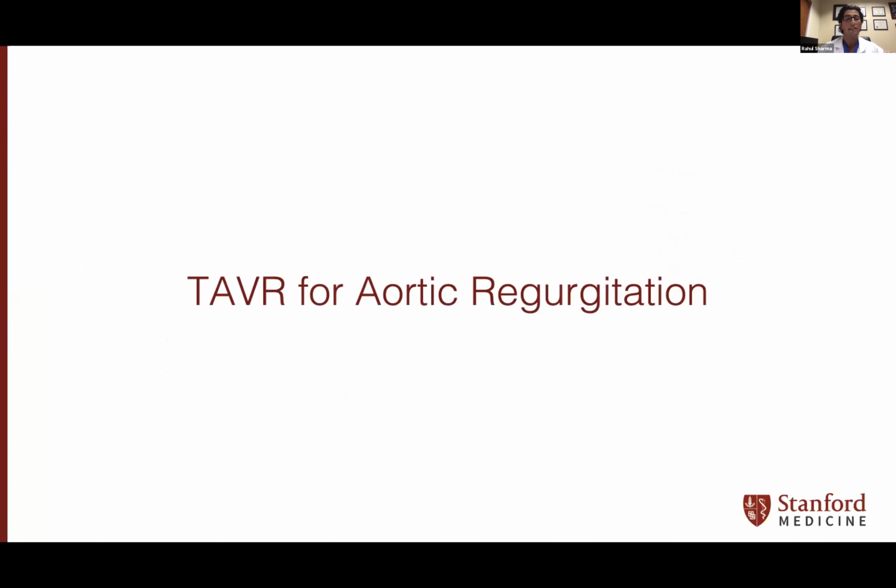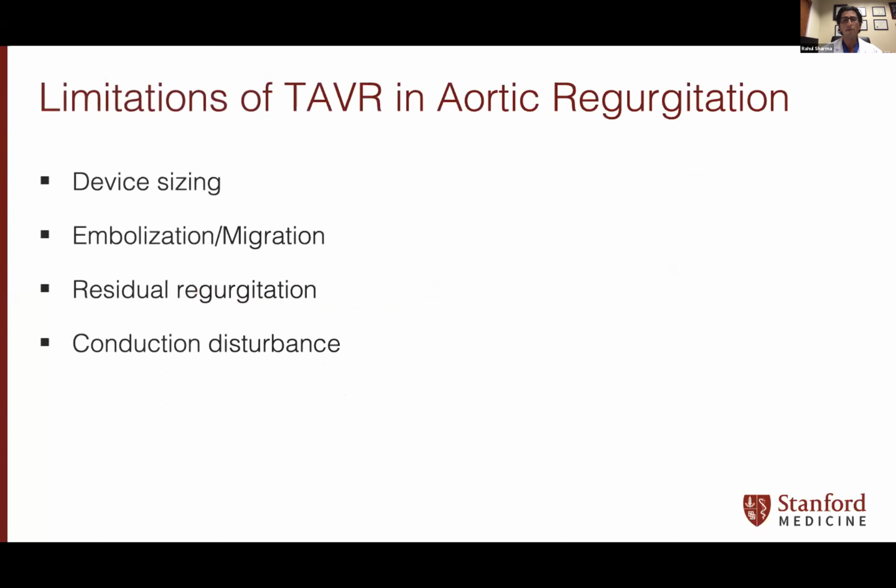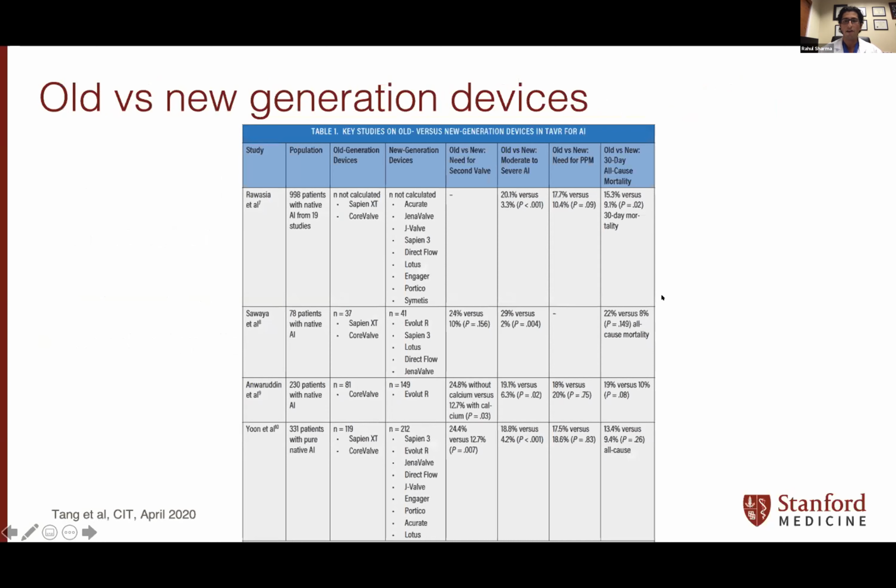In the last couple of minutes, in the interest of time, I'll speak briefly about aortic regurgitation and the role of TAVR. There are some limitations of TAVR in aortic regurgitation compared to aortic stenosis. The first is device sizing and the difficulty of determining the appropriate amount of oversizing while still being safe for the procedure. There is a risk of embolization and migration of the device because of the lack of calcium in these valves, the presence of residual aortic regurgitation, and then of course conduction disturbances that arise mostly as a result of deploying these valves deeper in order to minimize embolization or migration.